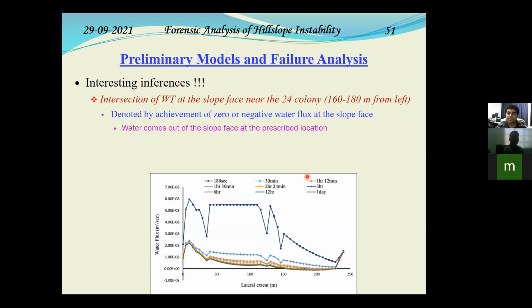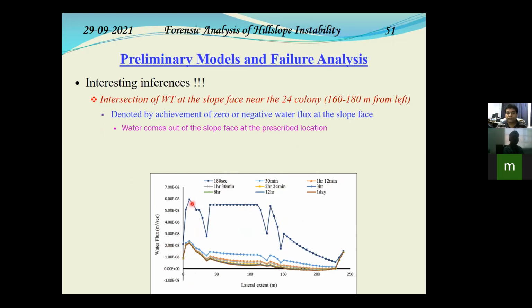Then we tried to see that rainfall has taken place over some hours, and a constant rainfall was introduced in the model. And we tried to figure out from the water flux variation along the lateral extent at what time the water flux reached zero. So whatever the topmost plot you are seeing is at 180 seconds, just after 3 minutes of rainfall. And then we started looking into long duration of rainfall. So 1 hour, 30 minutes, 3 hours, 6 hours, 12 hours, and for the full day, because more or less 8 to 9 hours of rainfall had been there.